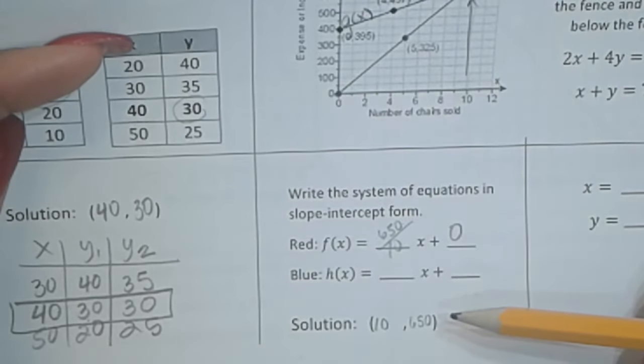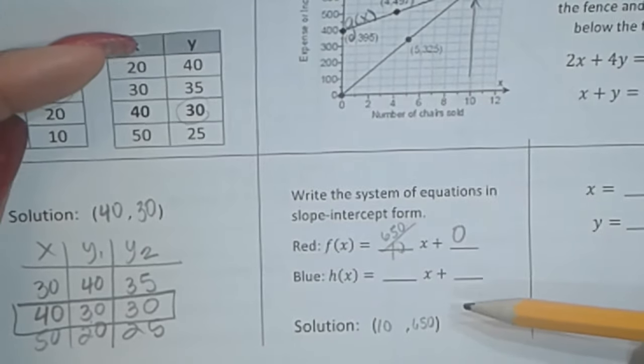How much time do I have before the video stops? About 4 seconds. We'll finish the rest of this.